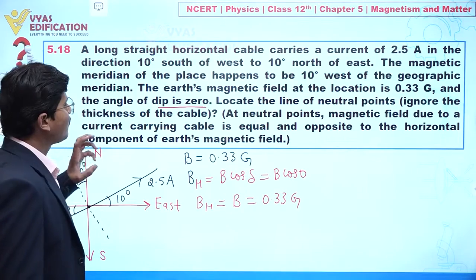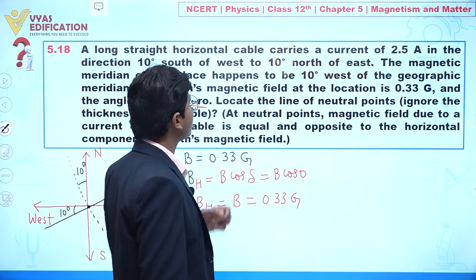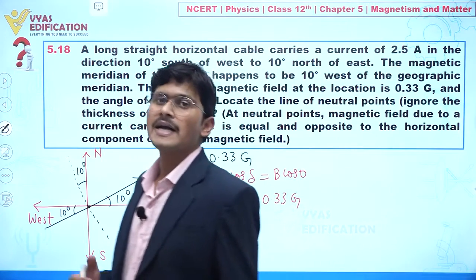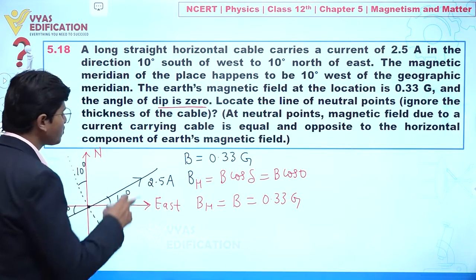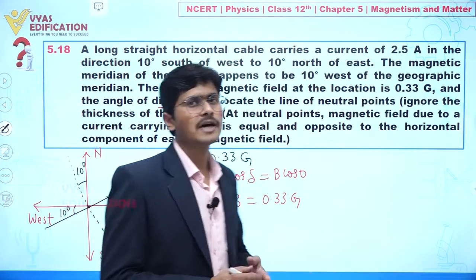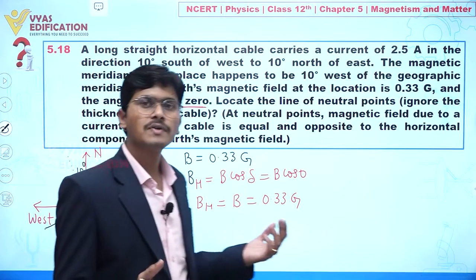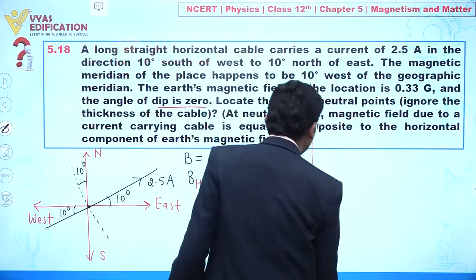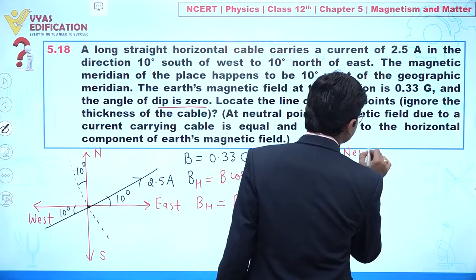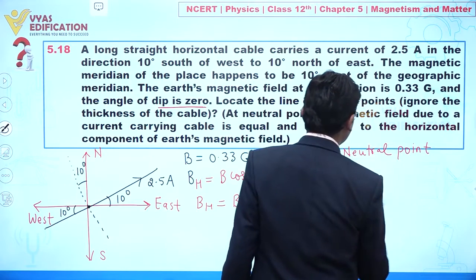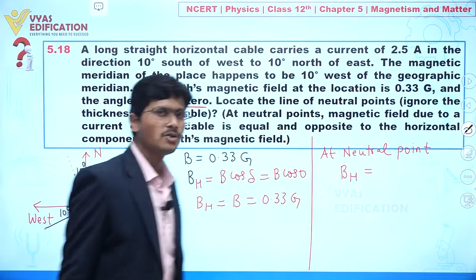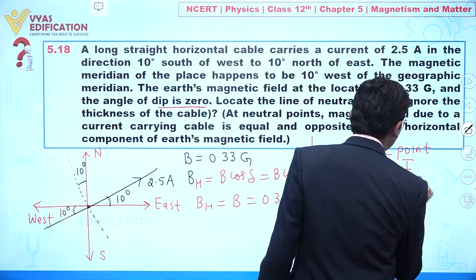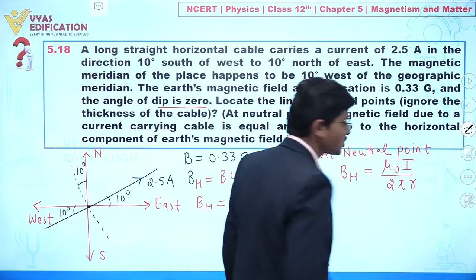Clear? Now what is our objective in this question? My objective here is to locate the line of neutral points. Clear? So where will we find the line of neutral points? We find the line of neutral points when the magnetic field produced by this long straight wire has the same magnitude as the earth's magnetic field but in the opposite direction. Clear? So directly you can see, at the neutral point BH should be equal to mu naught I over 2 pi r. Yes or no? Clear to you?